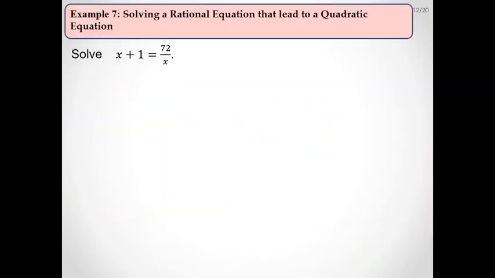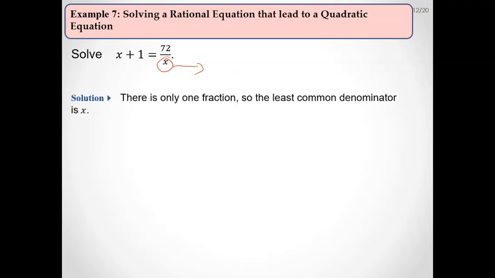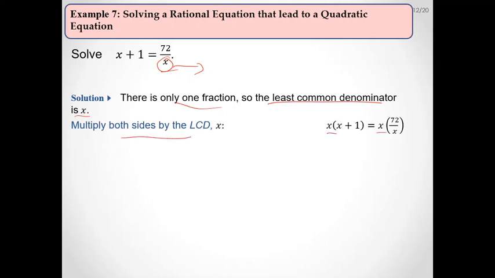Now let's do another one. Here we have another equation, and in this one we don't want the denominators. How can you get rid of the denominator? Use the LCD, but there's no other denominator here. There's only one fraction, so the least common denominator, you can take it as x. Then you multiply both sides with the LCD, x, and here they will cancel out. You will end up with this.